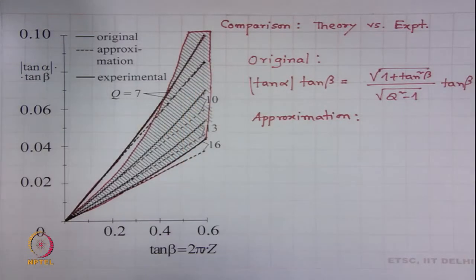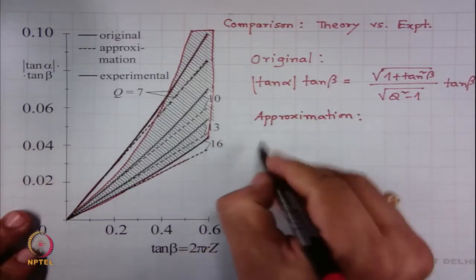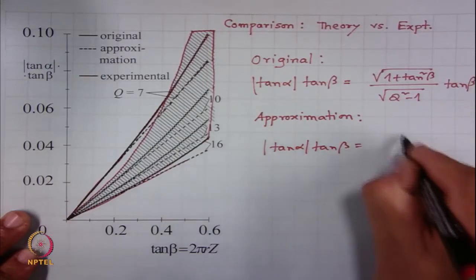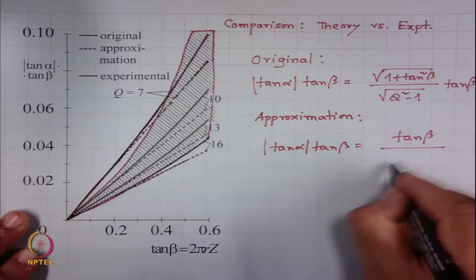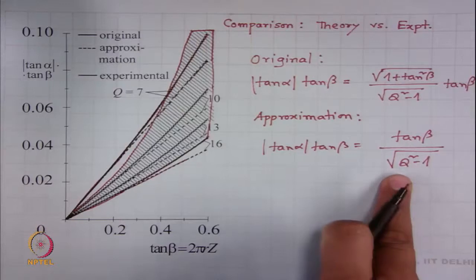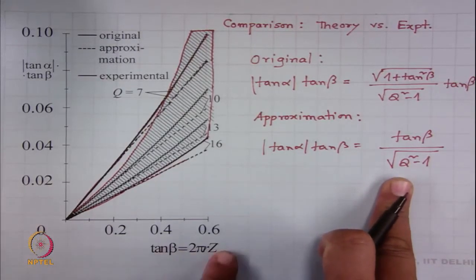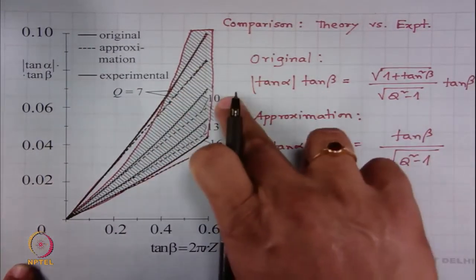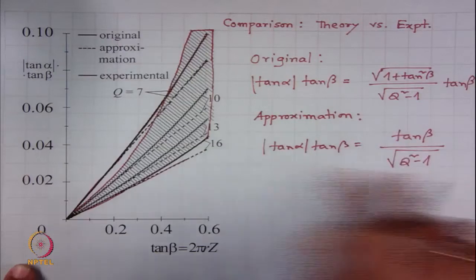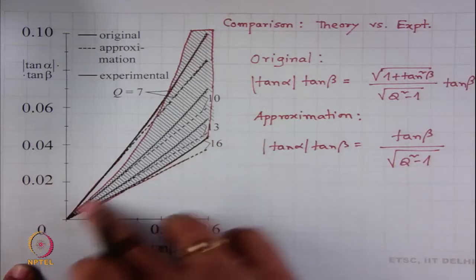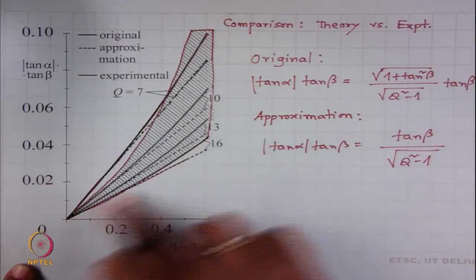How do we obtain this approximation line? The approximation line we obtained by tangent alpha into tangent beta is equal to tangent beta root over q square minus 1. So, if you substitute q is equal to 7 for different values of tangent beta, you will obtain this dotted curve. For q is equal to 10, you will obtain this dotted curve. For q is equal to 13, you obtain this dotted curve. For q is equal to 16, you obtain the last dotted curve.